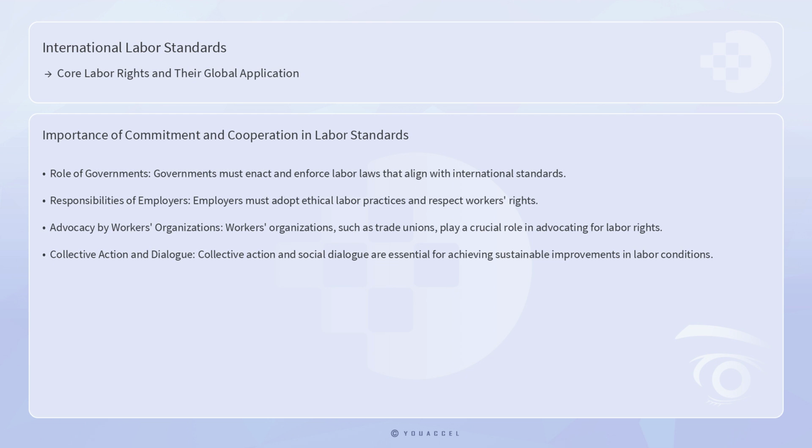However, the effectiveness of international labor standards depends on the commitment and cooperation of national governments, employers, and workers' organizations. Governments must enact and enforce labor laws that align with international standards, while employers must adopt ethical labor practices and respect workers' rights. Workers' organizations, such as trade unions, play a crucial role in advocating for labor rights and holding employers and governments accountable. Collective action and social dialogue are essential for achieving sustainable improvements in labor conditions and ensuring that core labor rights are respected and upheld globally.